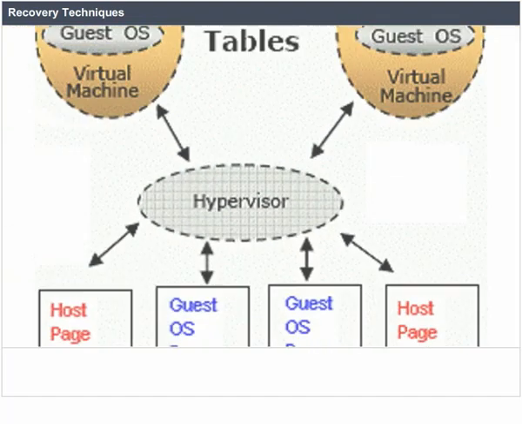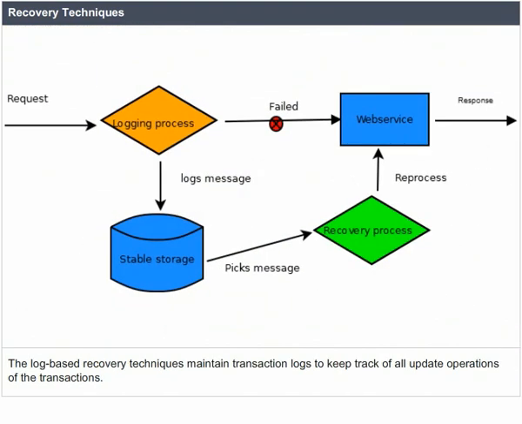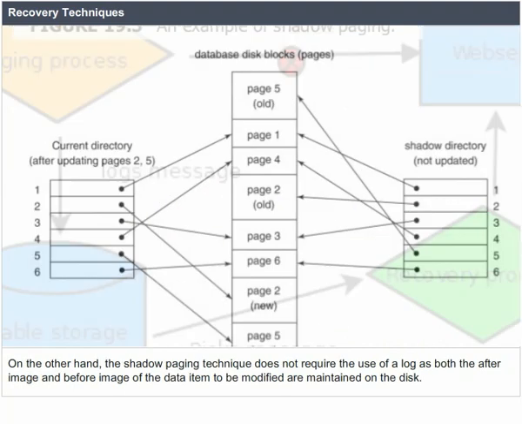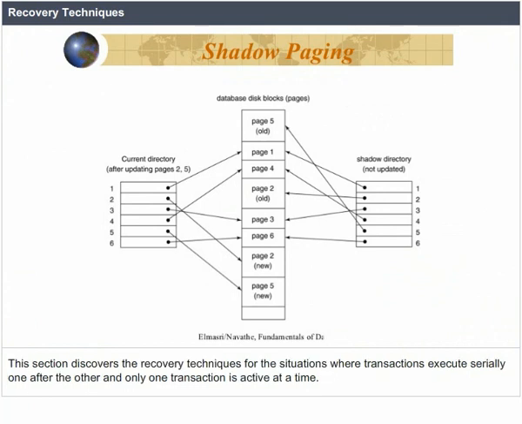Recovery techniques. The recovery techniques are categorized mainly into two types, namely log-based recovery techniques and shadow paging. The log-based recovery techniques maintain transaction logs to keep track of all update operations of the transactions. On the other hand, the shadow paging technique does not require the use of a log, as both the after image and before image of the data item to be modified are maintained on the disk. This section discusses the recovery techniques for the situations where transactions execute serially, one after another, and only one transaction is active at a time.